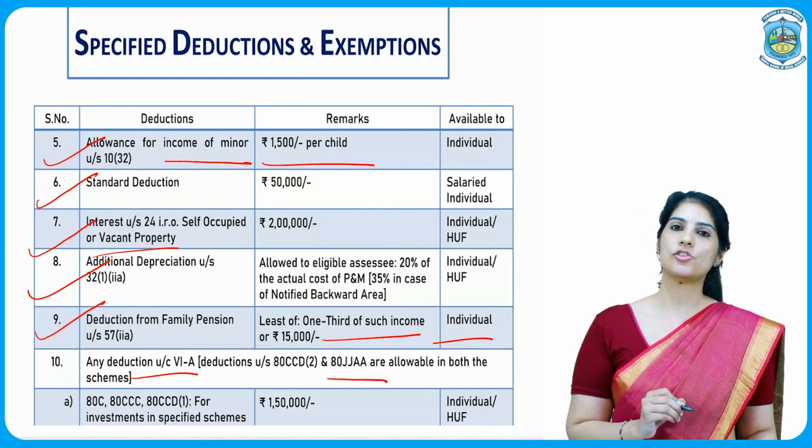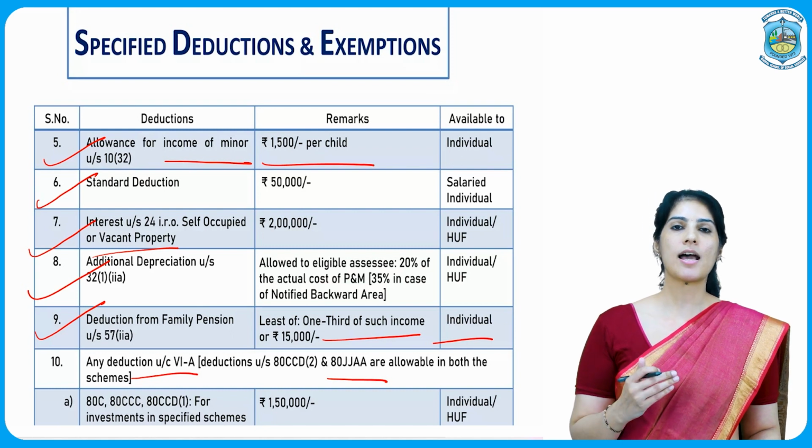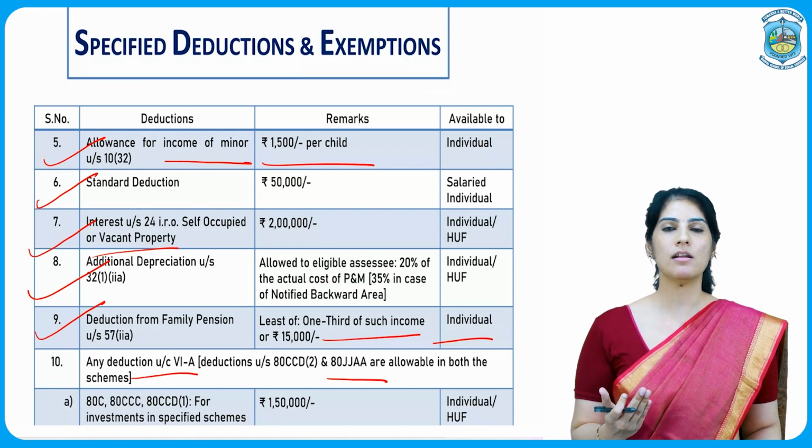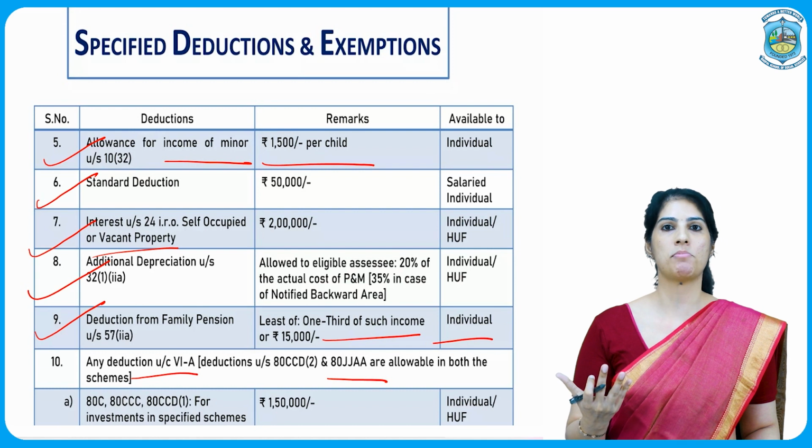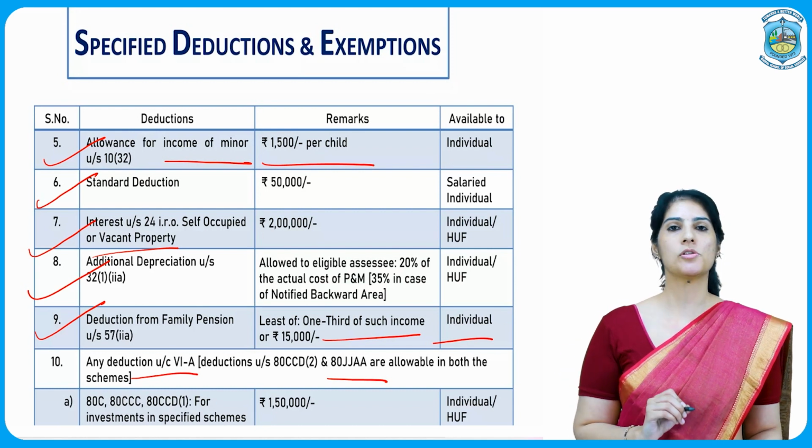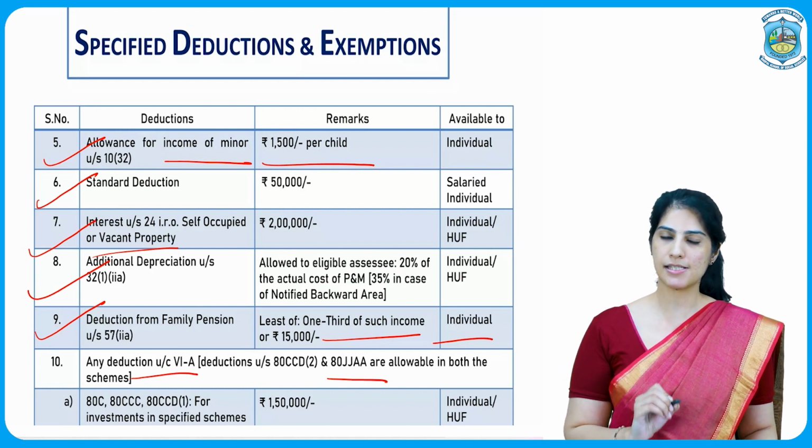And 80JJAA, this deduction is allowed to businessmen who promote new employment opportunities. This is also applicable in both the schemes.